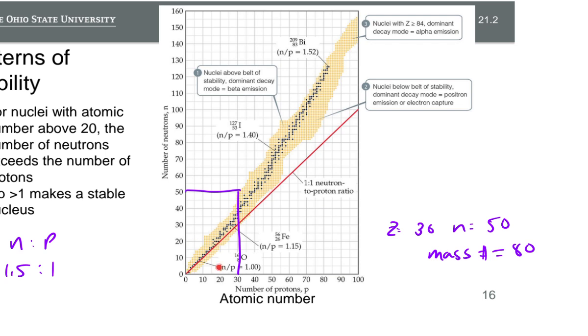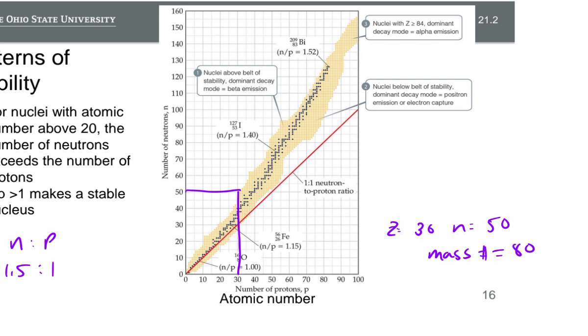The opposite effect is that the nuclei that are below the band or belt of stability on this chart typically decay by either positron emission or electron capture. That's as far as we're going to ask you to know, electron capture or positron emission. Being able to distinguish and predict which one of those is much more challenging.